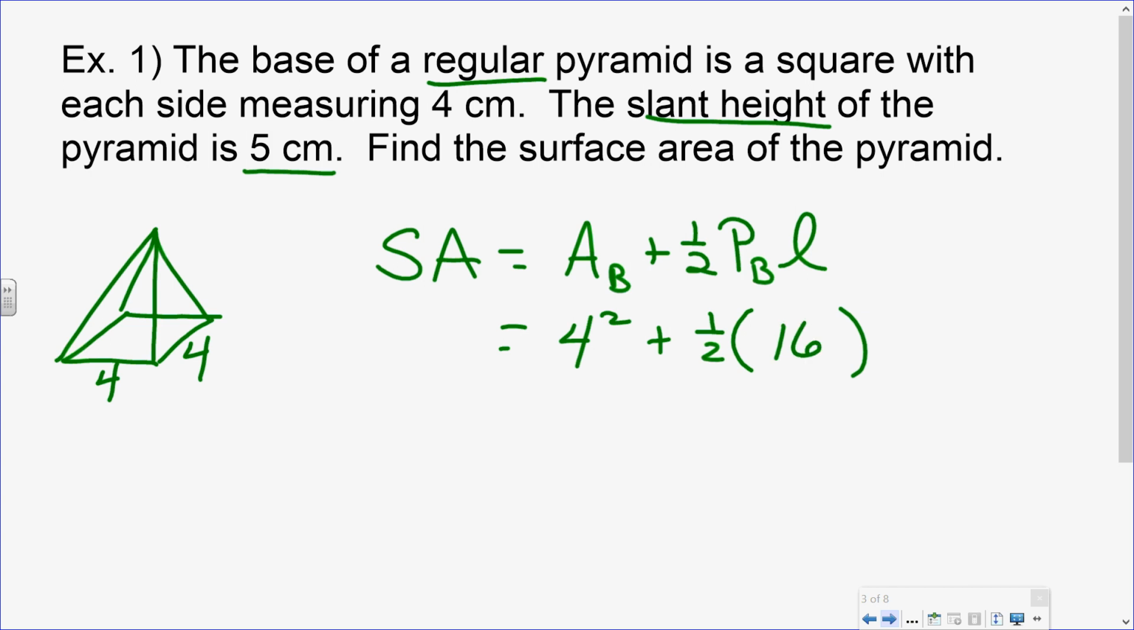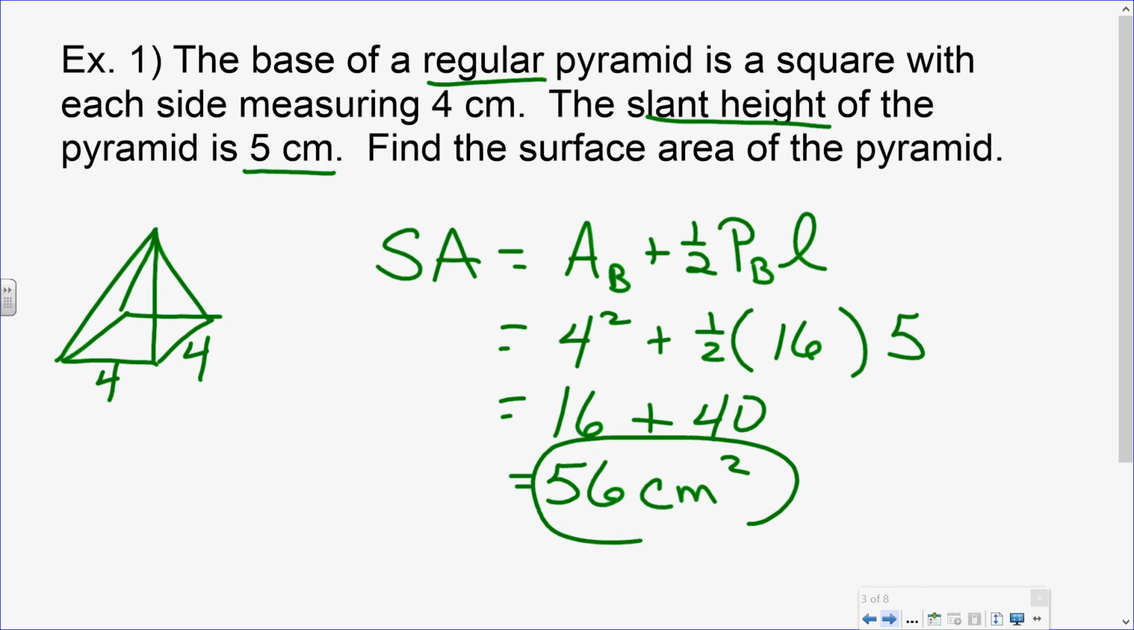So 16, and they tell us that the slant height is 5. So let's see, 16, half of 16 is 8. 8 times 5 is 40. Hopefully I did that right. If not, type it in the chat. 56 centimeters, and this is surface area, so square units. So hopefully that looks right to you guys as well.